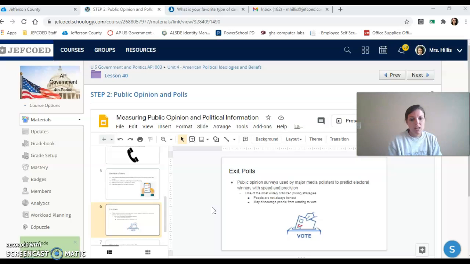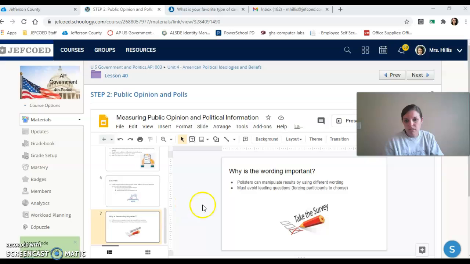Finally, exit polls. Public opinion surveys used by major media pollsters to predict electoral winners with speed and precision. And that precision is where we run into some issues because people may not be completely honest about who they voted for when leaving the polling place. And also it could discourage people from wanting to vote if they feel like somebody's going to be waiting for them to tell them their answer. So that could be problematic as well.